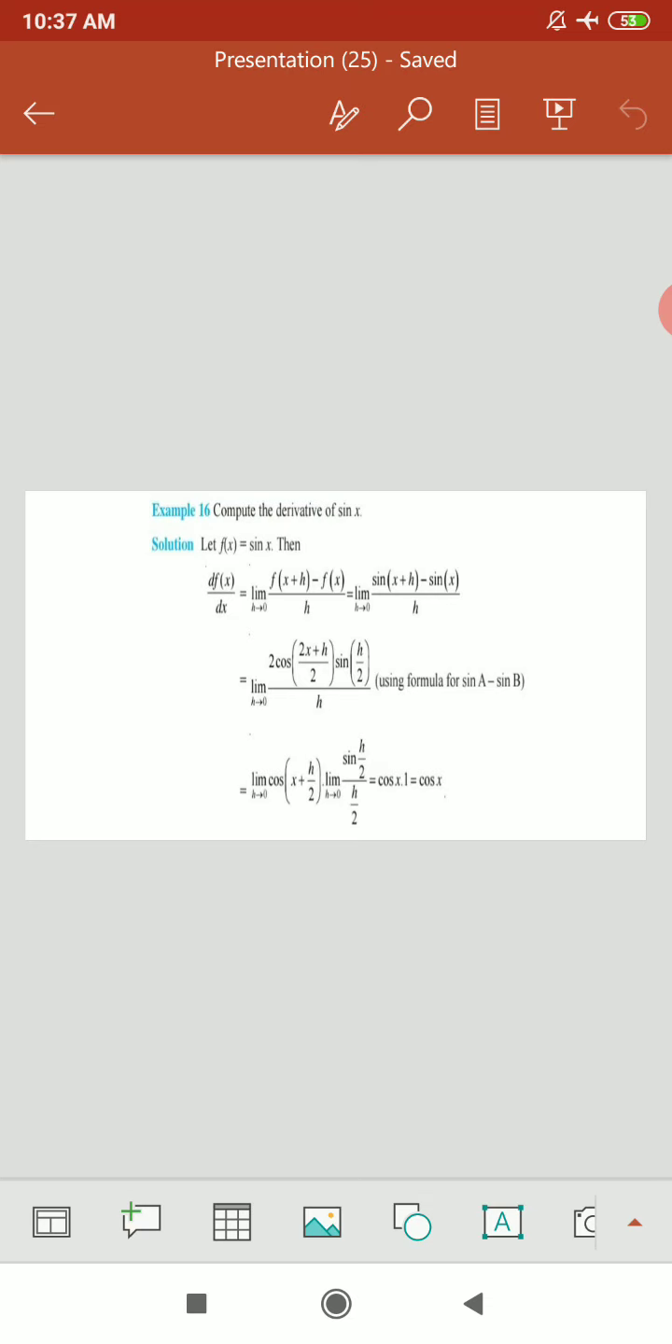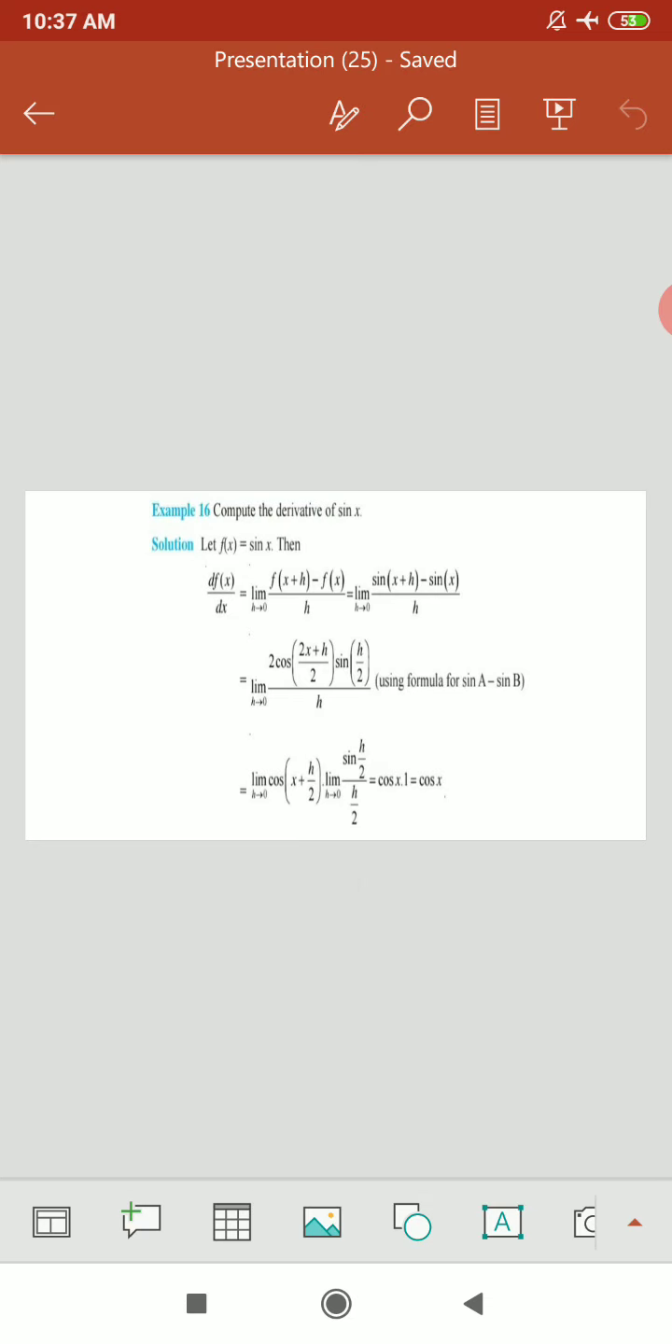ठीक है, अब हमें पता है limit h tends to 0 sin of h by h, 1 के बराबर होता है. ठीक, तो यहाँ से limit h 0 देंगे तो यहाँ से आएगा cos of x, तो हमें यहाँ पे बचेगा cos of x into 1 which is equal to cos of x. That means the derivative of sin of x is cos of x.